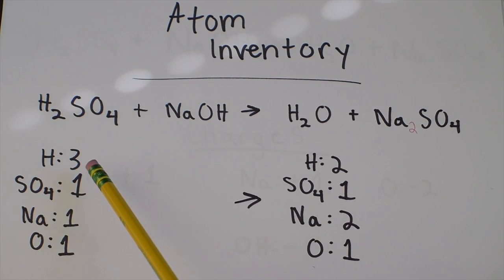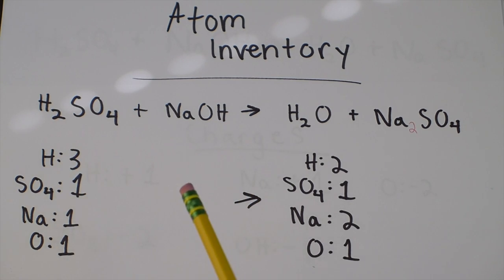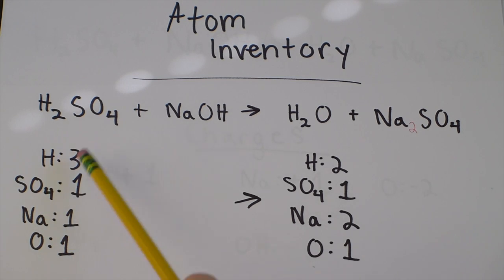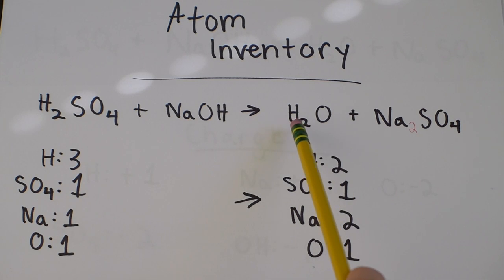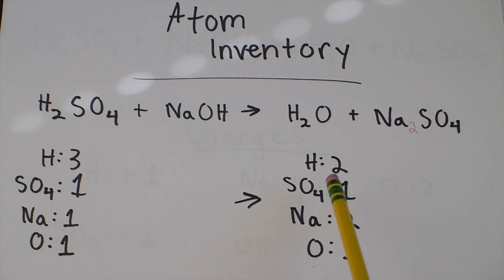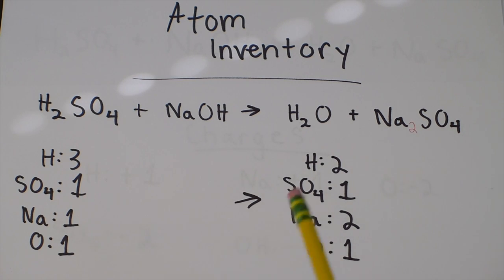Hydrogen here has 3 atoms because there is an H2 and there is an H over here, making 3. SO4 molecule has only 1 atom. Na also has only 1, and so does oxygen. Over here, hydrogen has 2 because there's an H2 right there. SO4 has 1 because there's only one SO4 molecule. Na has 2 because we had to balance the charges, so we changed that to a 2. And oxygen has 1 atom.